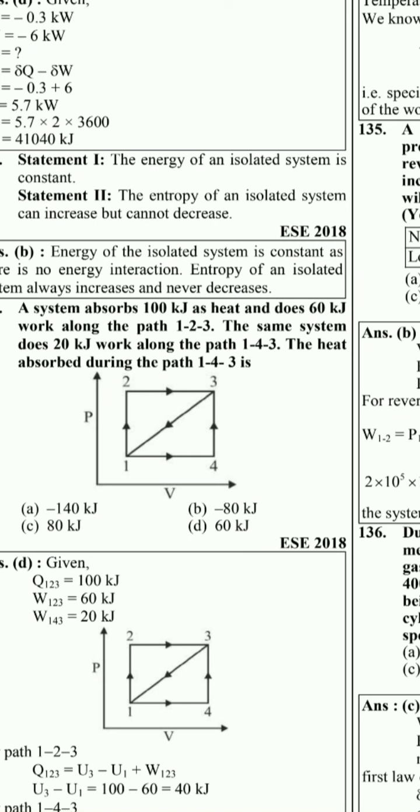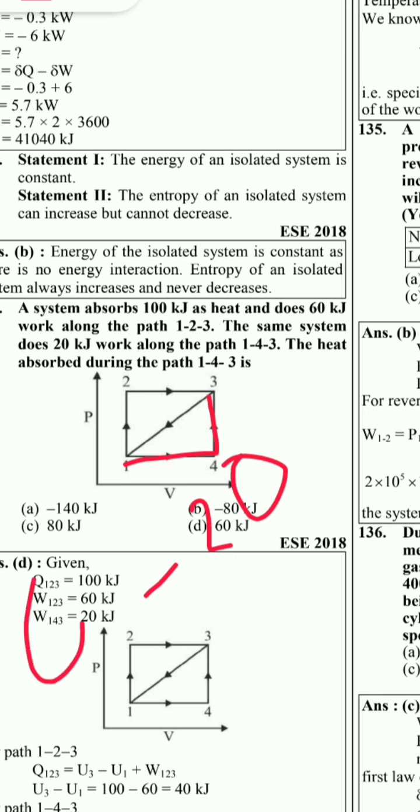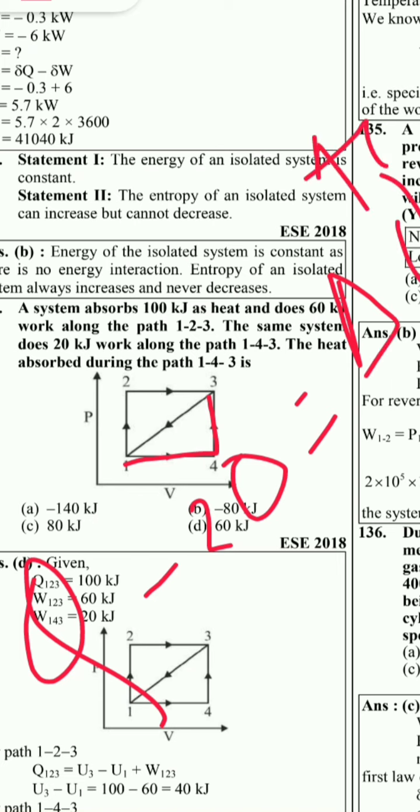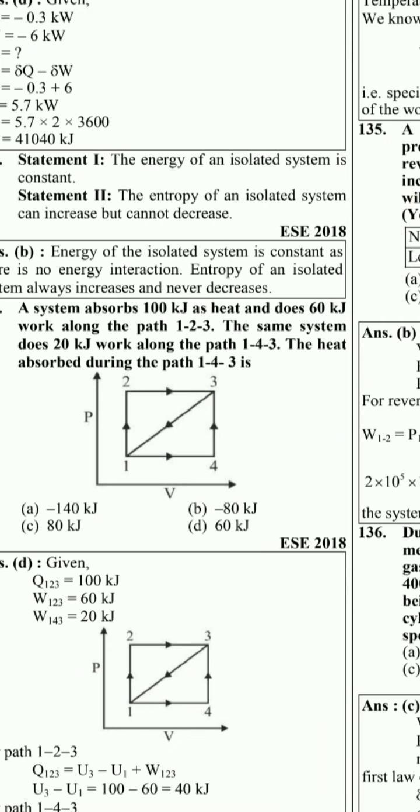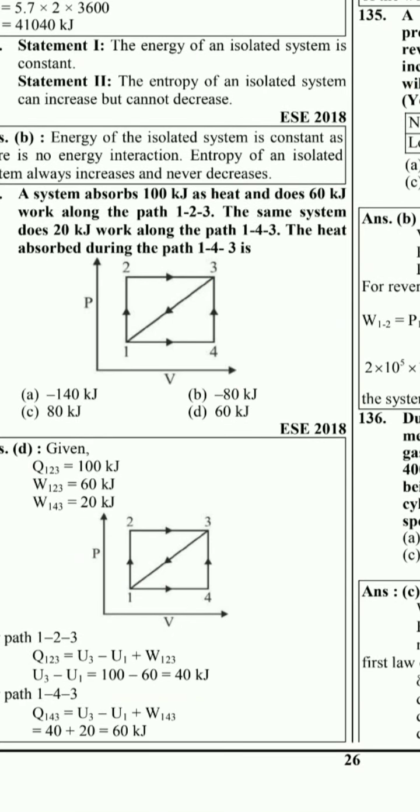So for process 1, 4, 3, the work done is 20 kJ. The system does the work, so it is work done by the system, and it is positive. So Q minus 20 equals delta U, which is 40. So Q will be 60 kJ. That is given in option D, 60 kJ. So option D will be the right answer for question number 133.